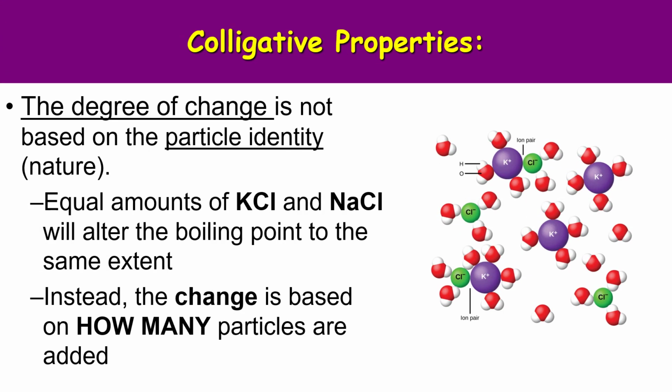One thing you need to understand is that how much the property changes does not depend on the nature or identity of the particle. For instance, whether something is ionic versus covalent really wouldn't make a difference. For example, equal amounts of KCl and NaCl are going to alter the boiling point of water to the same extent. These colligative properties change based on just the sheer number of particles added. It doesn't matter what they are or what class of compound they fall into. It's just how many actually get dissolved.